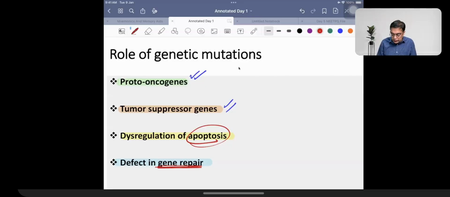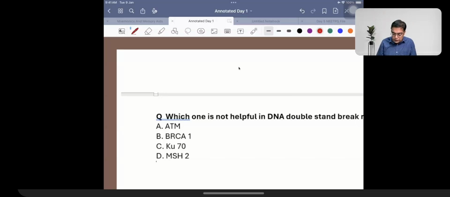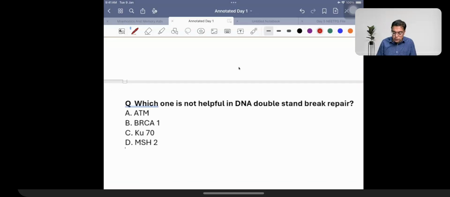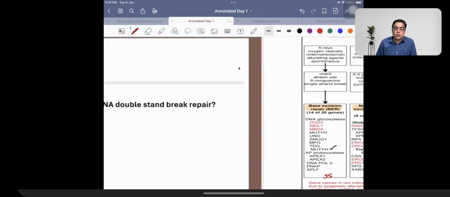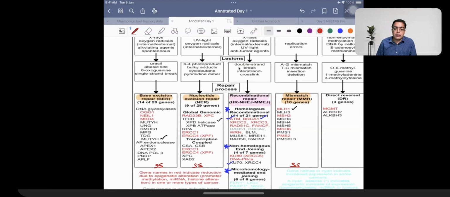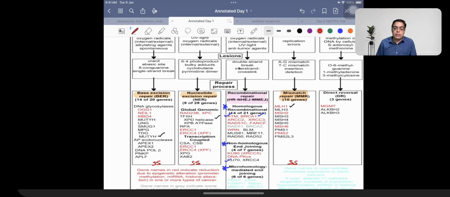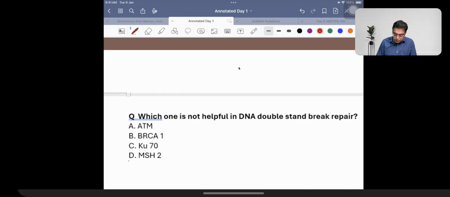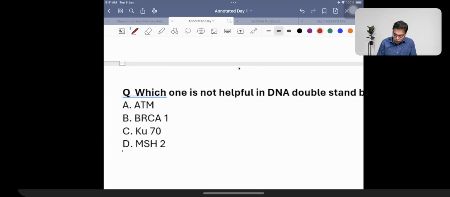Defect in the gene repair is very, very important. Autosomal dominant, autosomal recessive. This is what I want you to remember. This was an INI question. STK11 is Peutz-Jeghers polyp. That table is not supposed to be memorized, but what I want you to remember is MLH and MSH are examples of single stranded repair genes. I want you to remember this.